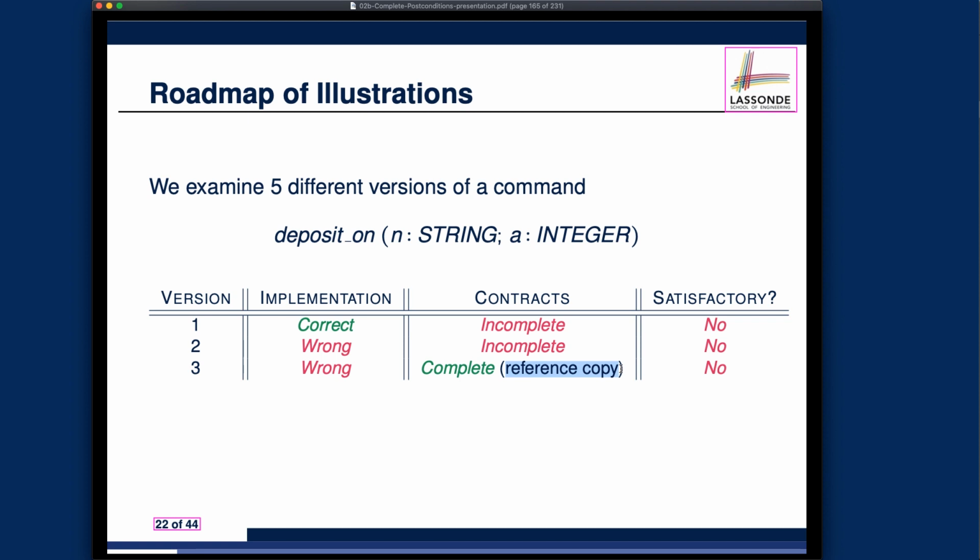However, in the first version, we only try to use a reference copy to copy the pre-states. However, it turns out if we only try to make a reference copy of the pre-states, we will not be able to catch the error. Okay, so now it's still not satisfactory.